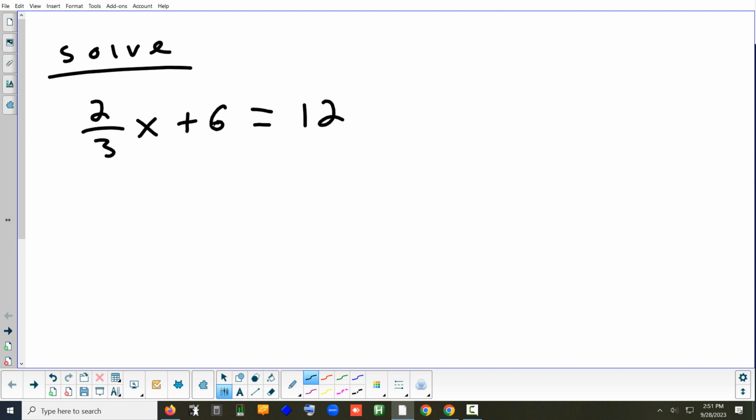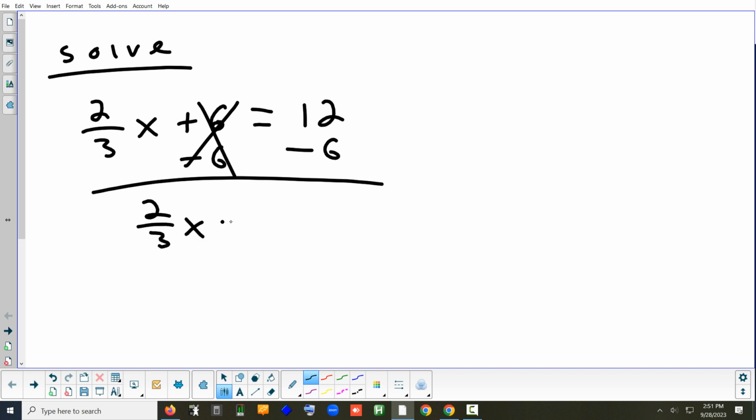Yeah, subtract 6 on both sides. So subtract 6 on both sides. What does that leave me with on the left side? 2/3. Yep, that'll leave me with 2/3 x. And on the right side, 12 minus 6. Was it? Yeah, okay, that's all right.